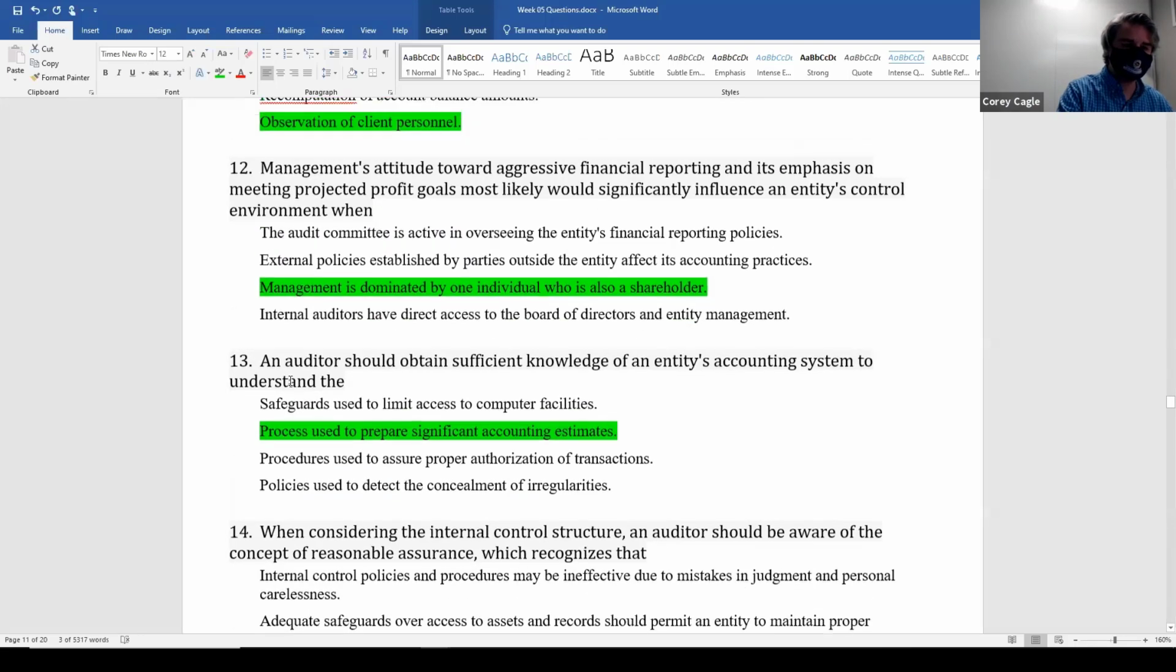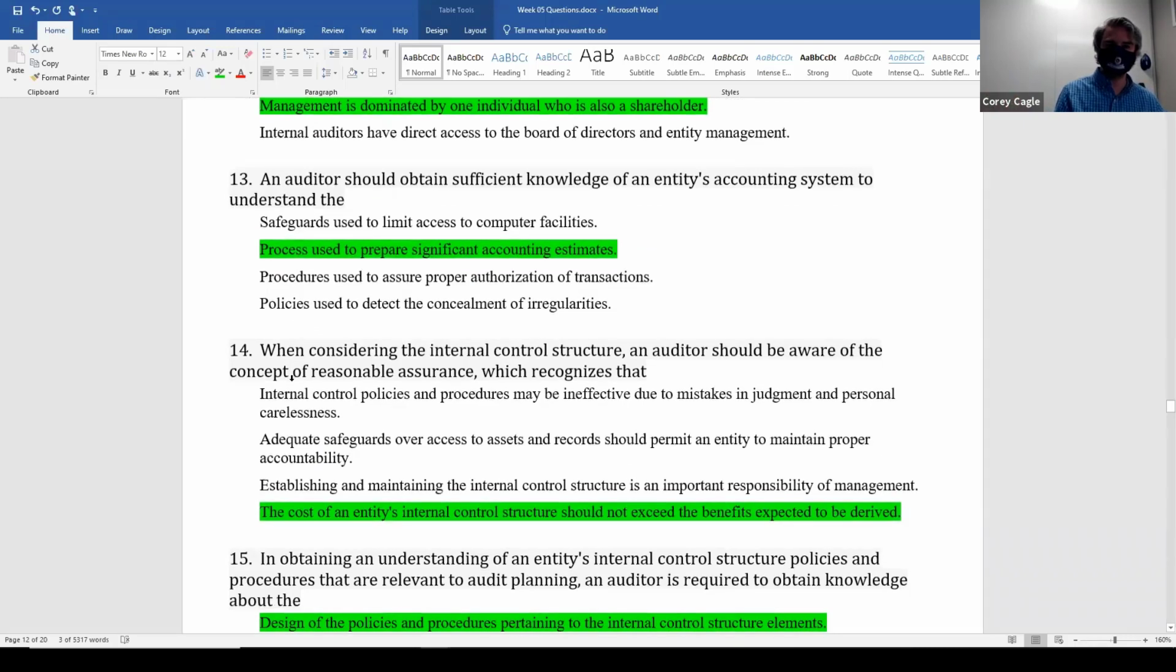13 is kind of another way of asking the whole what's our responsibility thing. They hit it in a little different way, but it all comes down to the financial statements again, right? An auditor should obtain sufficient knowledge of them to understand safeguards used to limit facilities. No. Procedures used to assure authorization. No. Policies used to detect concealment of irregularities. No. Process used to prepare significant accounting estimates, things that would have a direct effect on the financial statements. And significant, yeah.